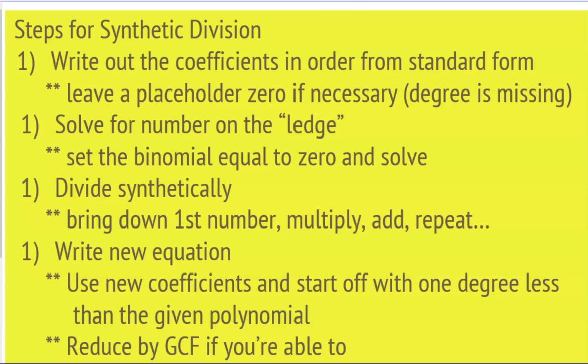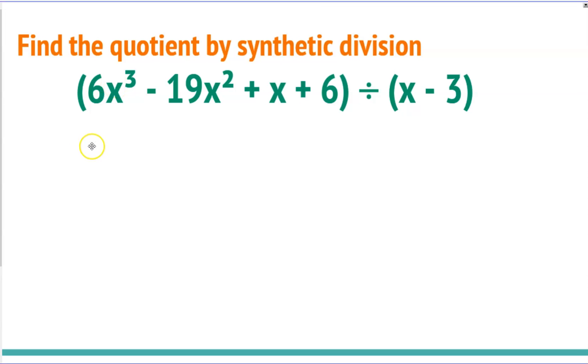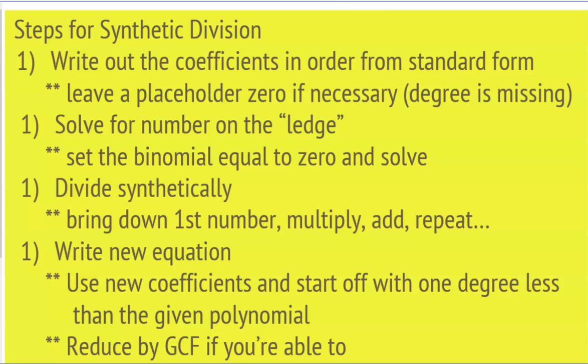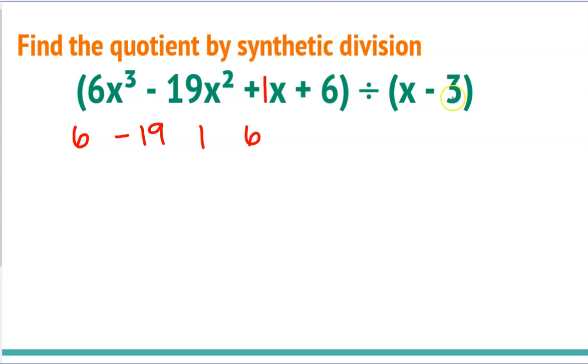Okay, so step 1 told me to write out the coefficients. So we have the coefficients of 6. We have negative 19. There's technically a 1 right here. And then we have a positive 6. All right, but solve for the number on the ledge. So that's this piece right here. X minus 3 equals 0. So to get x by itself, we get x equals positive 3. That's what's going to go on the ledge or in the magic box, whatever your teacher uses.